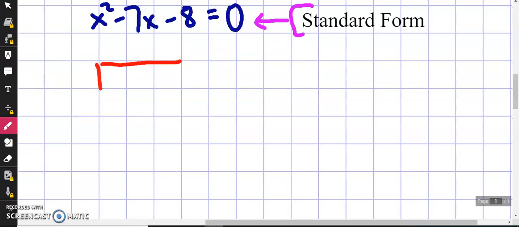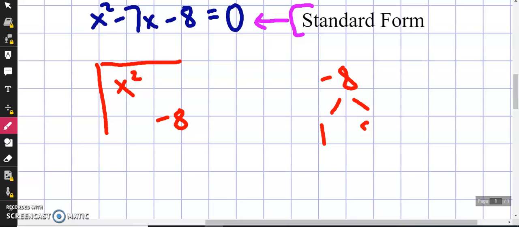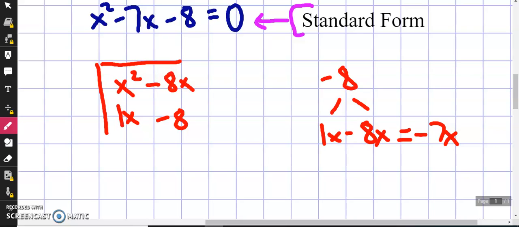So I have my standard form. Now I'm going to convert everything into factored form. Once again, I look at whatever multiplies to make negative 8. I could do 1 and 8. If I do 1x minus 8x, that would give me negative 7x. So those are what I want to write in the middle. And then we'll go through and factor it.